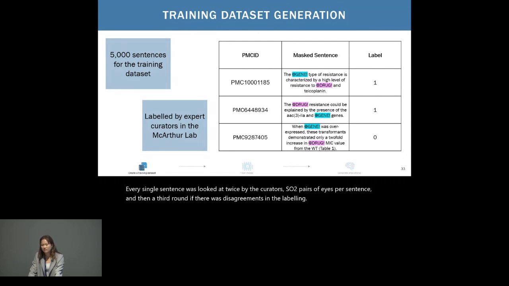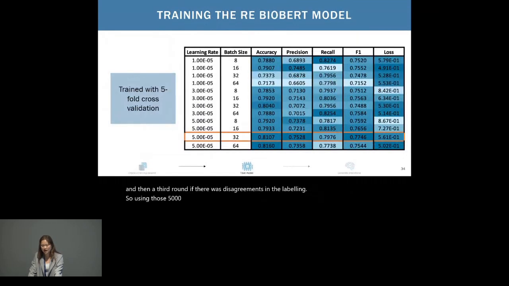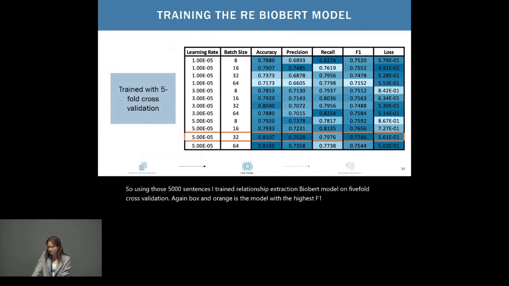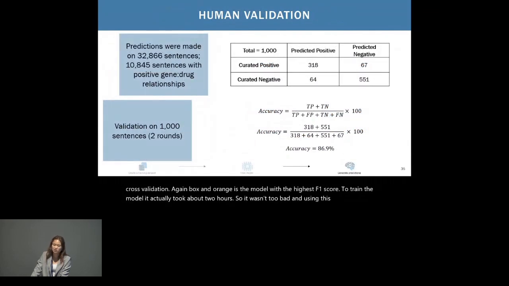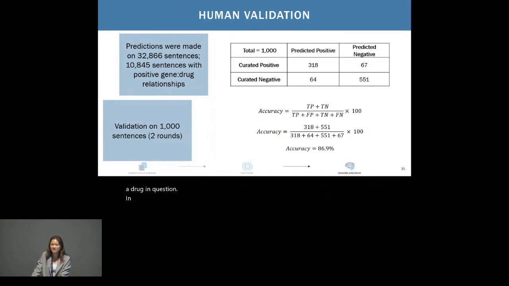Using those 5,000 sentences, I trained a relationship extraction BioBERT model on 5-fold cross-validation. Again, the box in orange is the model with the highest F1 score. Training the model actually took about 2 hours, so it wasn't too bad. Using this model, predictions were made on all of the sentences from entity recognition which had a gene and a drug in question. In total, I had 10,000 sentences with these positive gene-drug relationships.